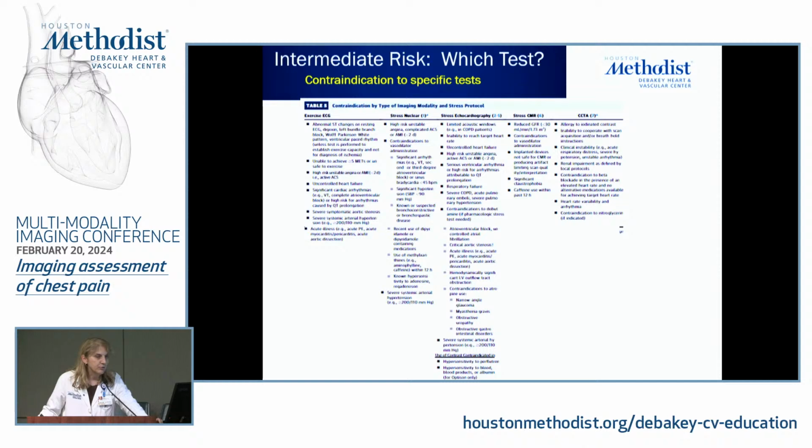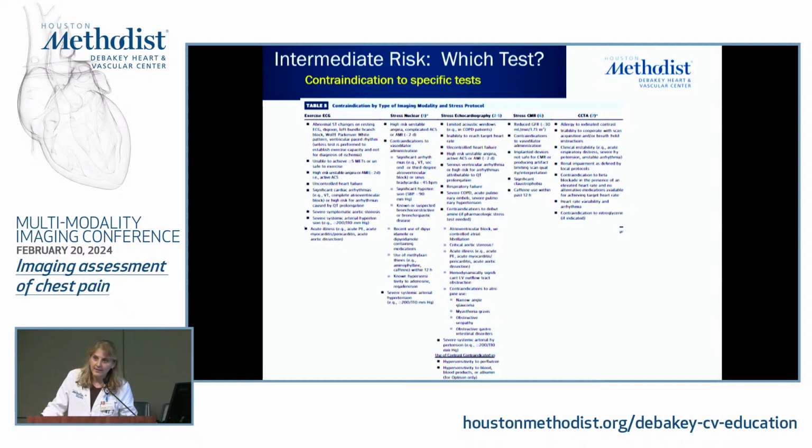For stress CMR, what are the contraindications for that? Well, those are people who have a reduced GFR less than 30 because they can't get the gadolinium safely. People who have contraindications to vasodilator administration, like we talked about under stress nuclear. People who have implanted devices, like pacemakers and defibrillators, either because they are not CMR compatible or because they're going to give so much artifact that you're not going to be able to answer the question. People who have claustrophobia and people who have taken caffeine within 12 hours.